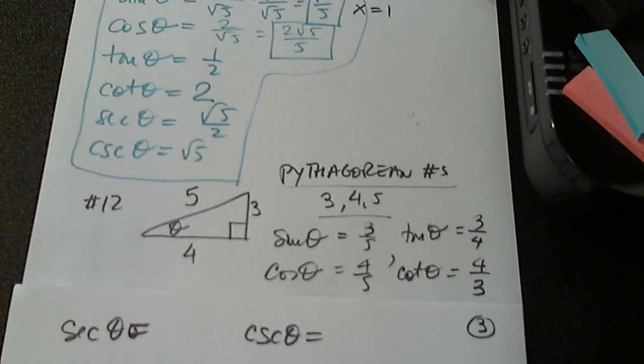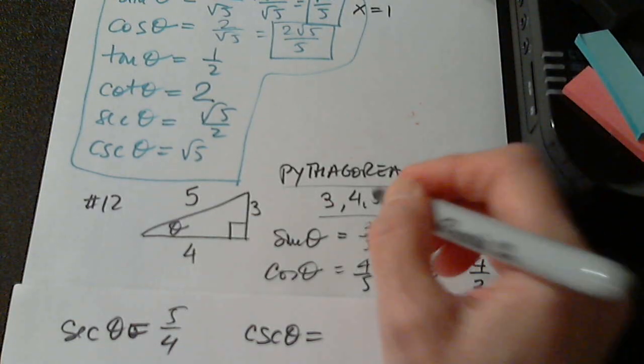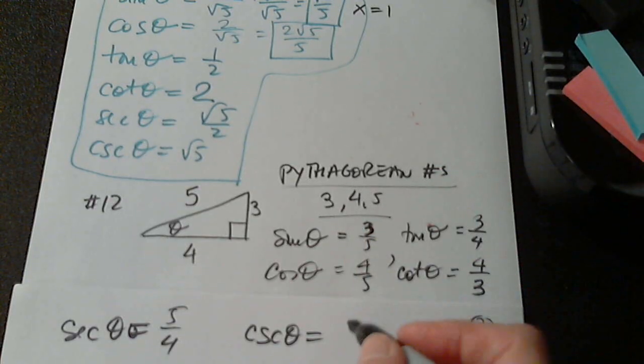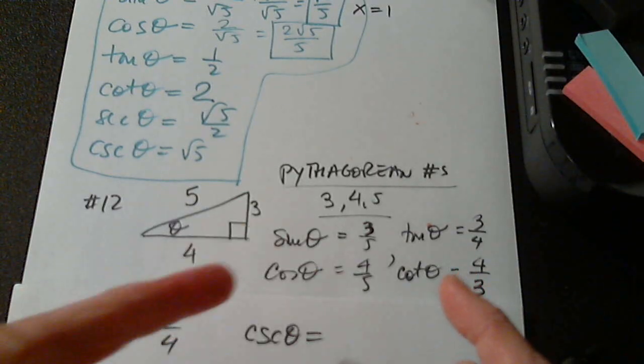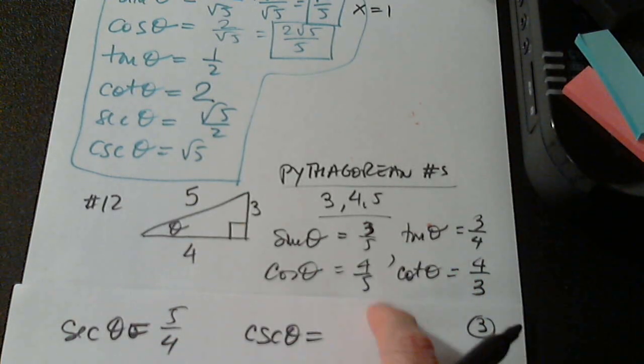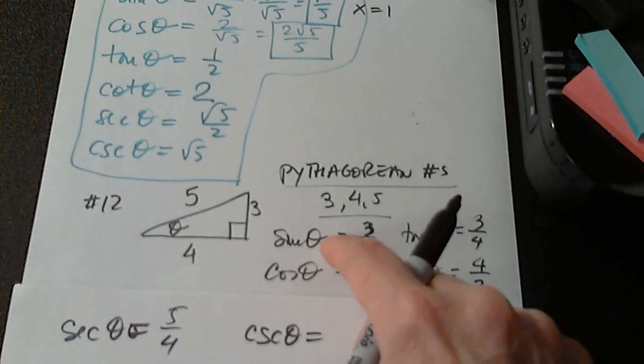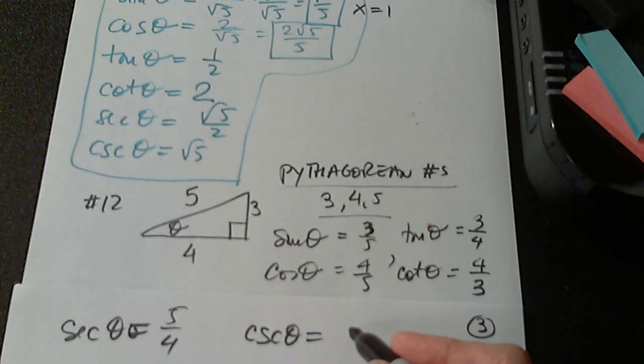Anyone? 1 over cosine. 5 over 3. Exactly. You meant 5 over 4. So secant goes with cosine. Cosecant with sine. So secant is 1 over cosine. That's why I reversed 4 over 5 into 5 over 4. Cosecant goes with sine. What do I get? 5 over 3.